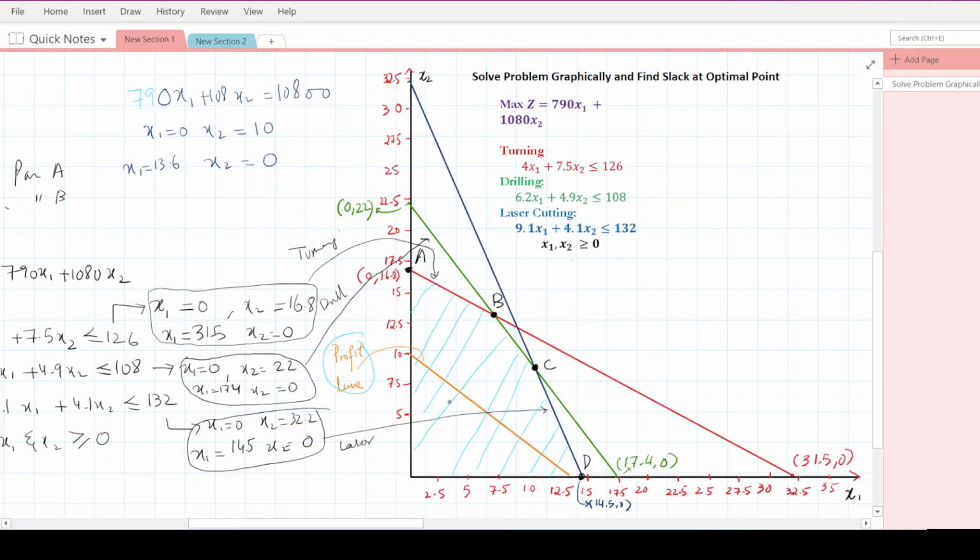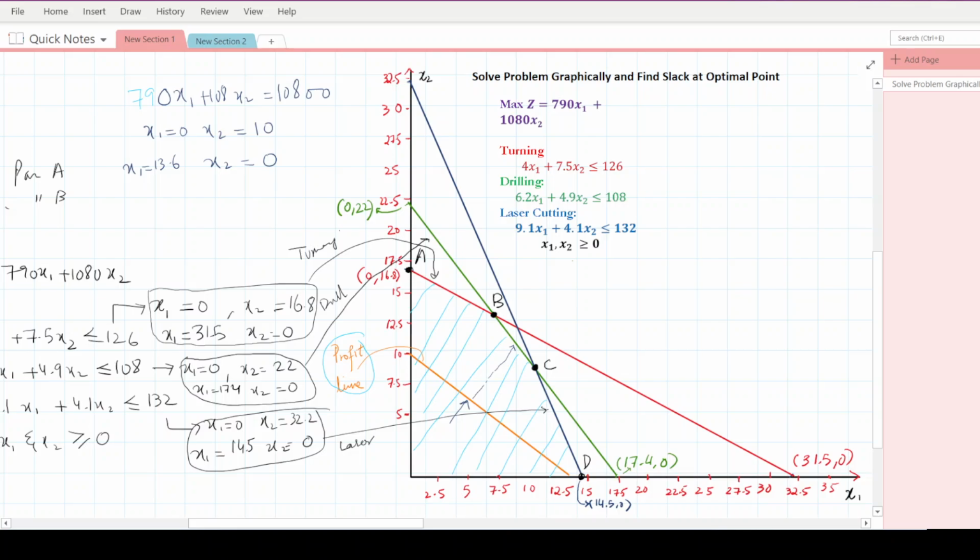The idea is to push this isoprofit line, and since it's a maximization problem, find the last point on the feasible region where this line intersects the boundary. Another way is to find all the values of profit at the points on the boundary. There is an important characteristic of linear programming that tells us the optimum points lie on the boundary, at the intersection of two or more constraints.